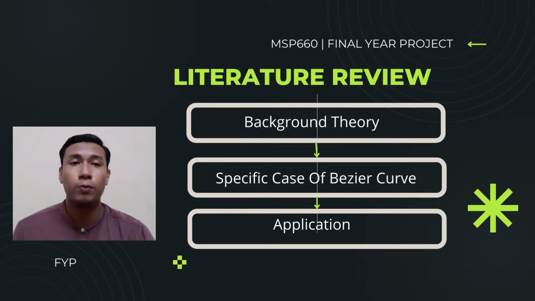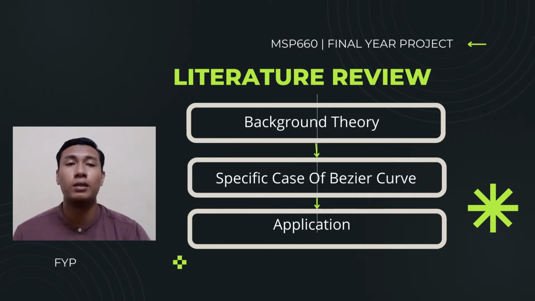Now we are going to proceed on the literature review. So in this study, we can classify our literature review into 3 phases, which is the first one is the background theory, the second one is the specific case of Bezier curve, and the last one is the application.